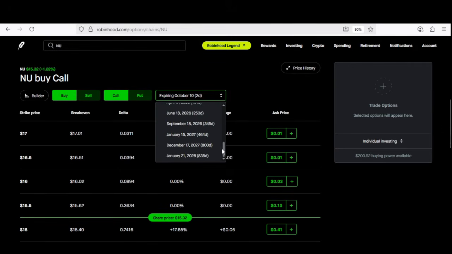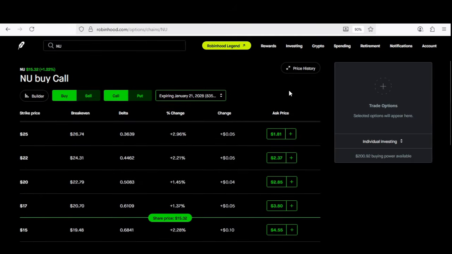The strike date I'll be going with is all the way out to January 21st, 2028, which gives me 835 days to expiration. The reason for going all the way out there is because although this bank is very established in Brazil, it has not entered the US yet. So there's a lot of uncertainty. By going all the way out to 835 days, I'm giving myself way more than enough time to outlive all the volatility that it is going to come with.